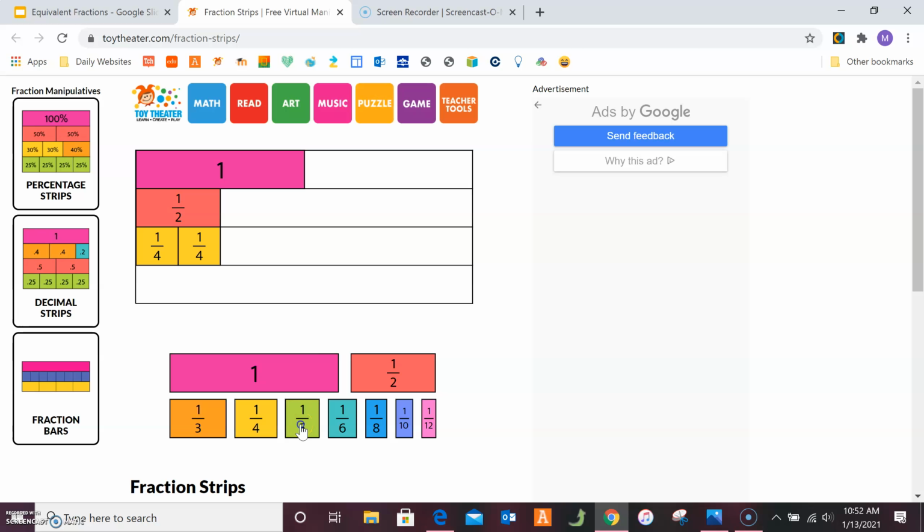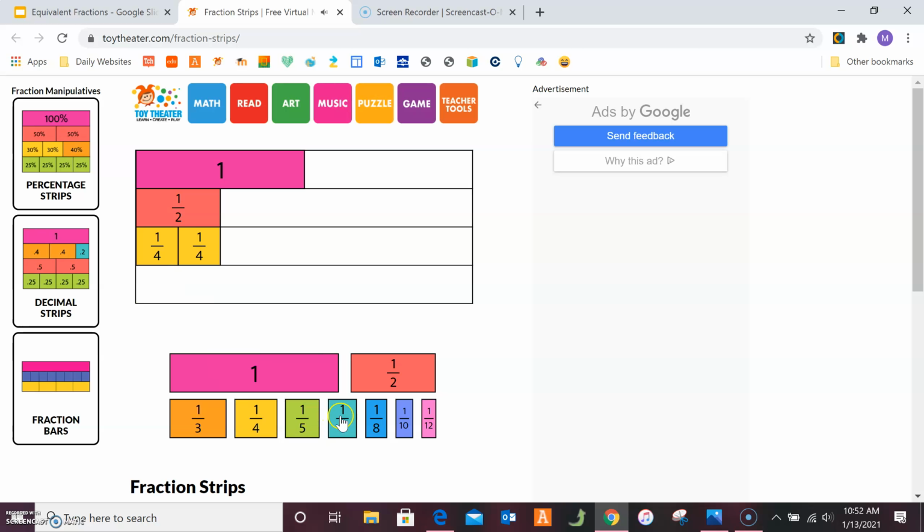All right, let's try fifths. You think fifths? Before we start, do you think fifths are going to work? Let's try. Remember, we're trying to have the same amount as this 1/2. We want it to end at the same place. 1/5 is not enough. 2/5, do you think it's going to work? 3/5, is it the same amount as 1/2? Does it end in the same spot? No, it's too much. All right, let's get rid of those. That didn't work.